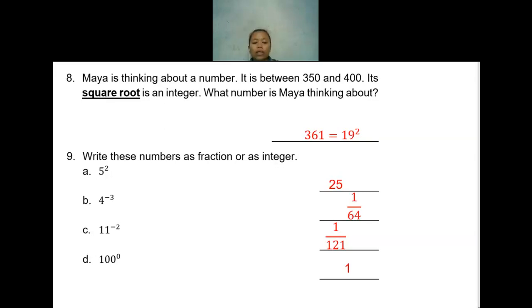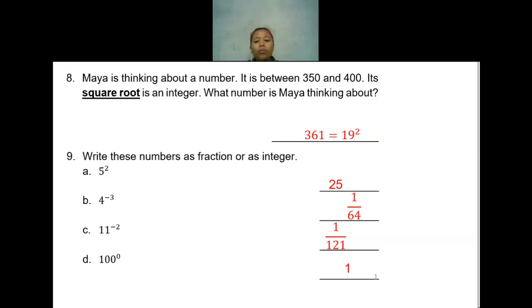Okay. For question 9, write this number as a fraction or integer. Integer means whole number. A fraction will have a denominator and a numerator. If it is 5 to the power of 2, it means 5 times 5. 5 times 5 will be equal to 25.